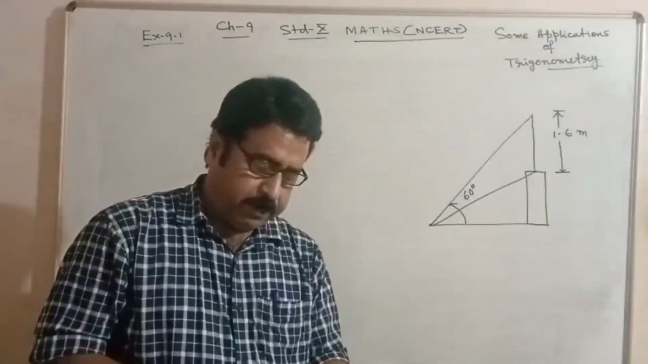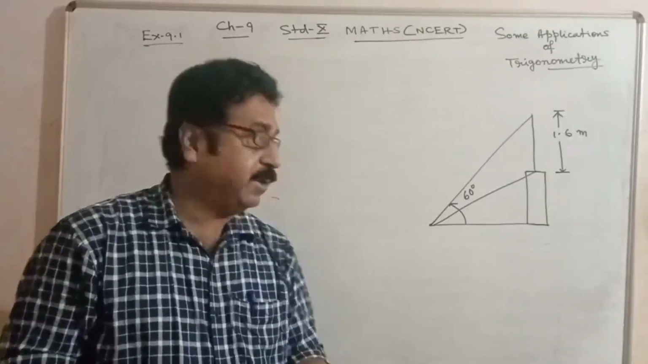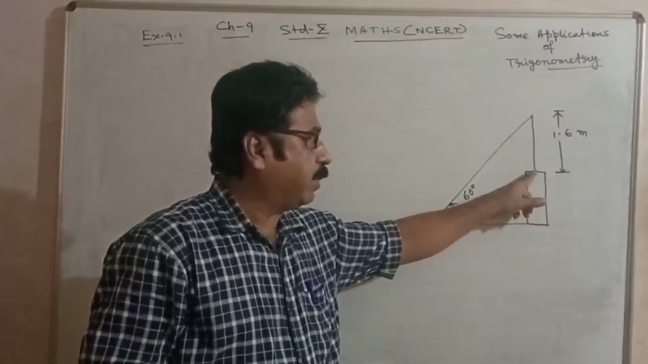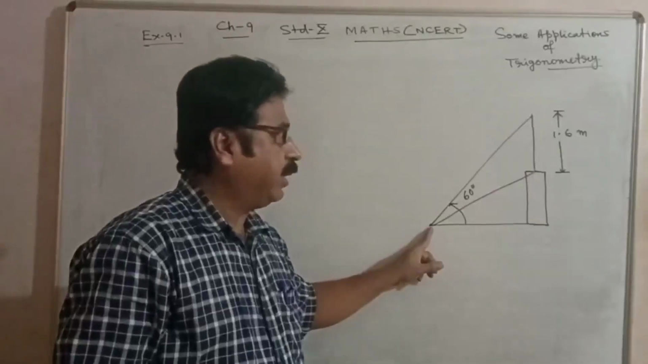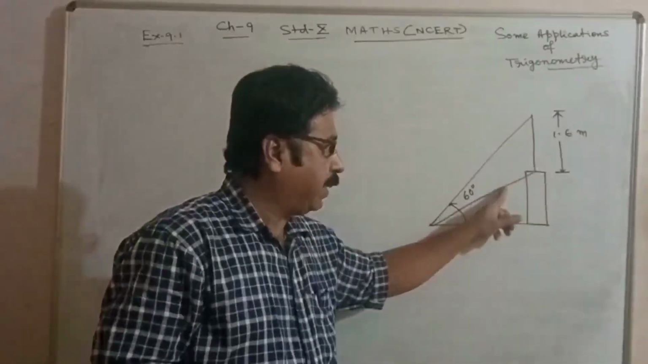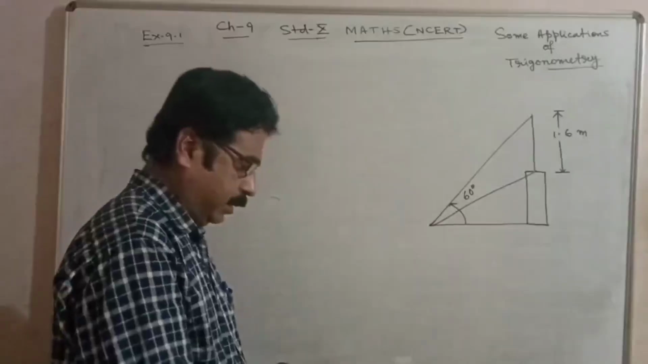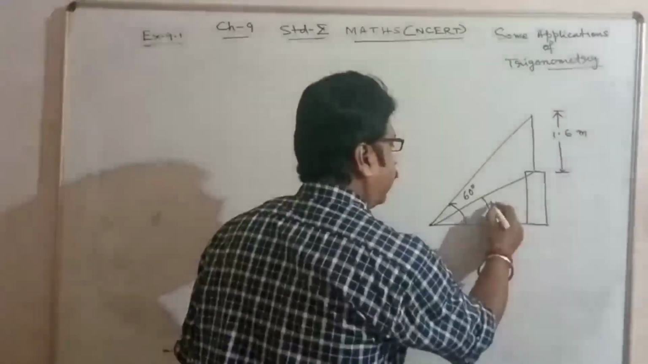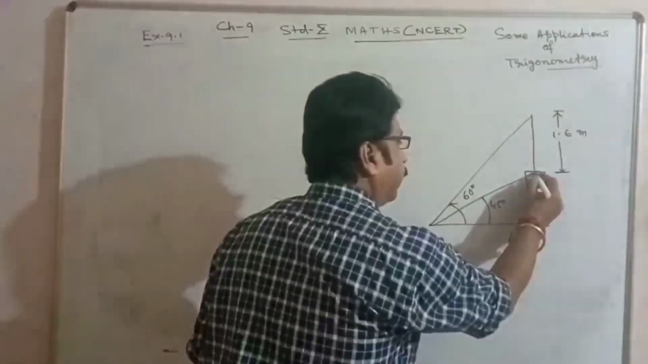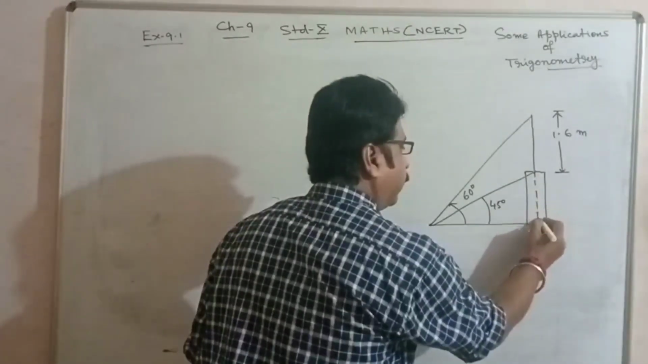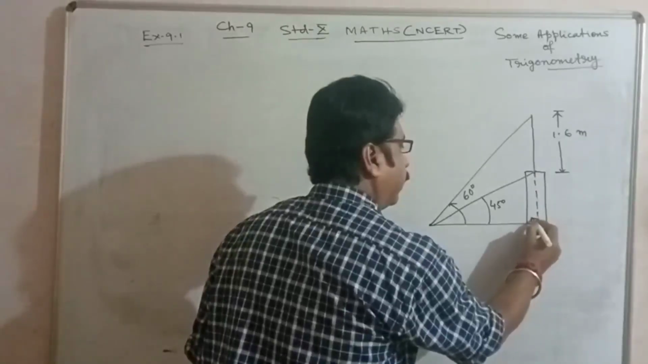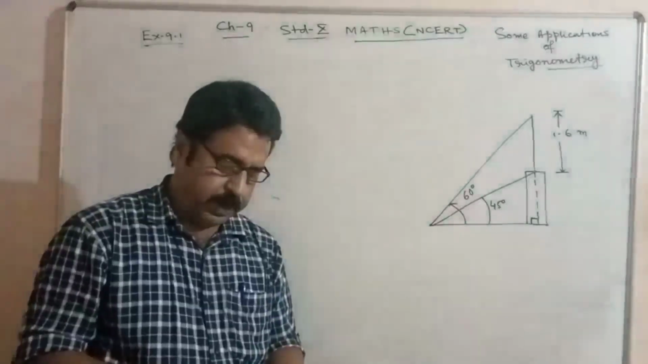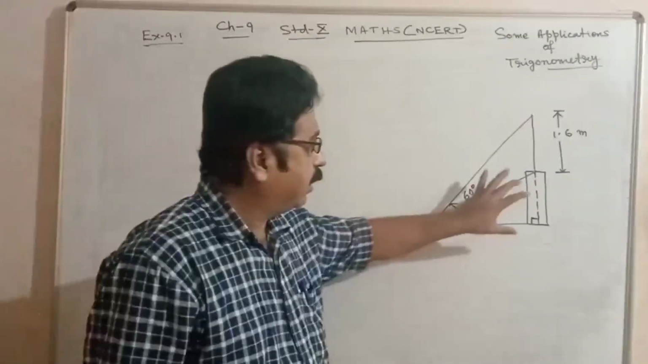Next, from the same point, the angle of elevation of the top of the pedestal. This is the top of the pedestal, this is the bottom of the pedestal. From this point, the angle of elevation of the top of the pedestal is, how much is given? 45 degree. Find the height of the pedestal. We have to find this height.